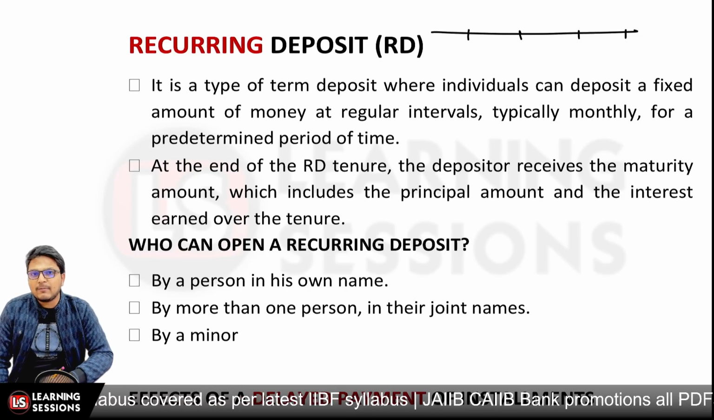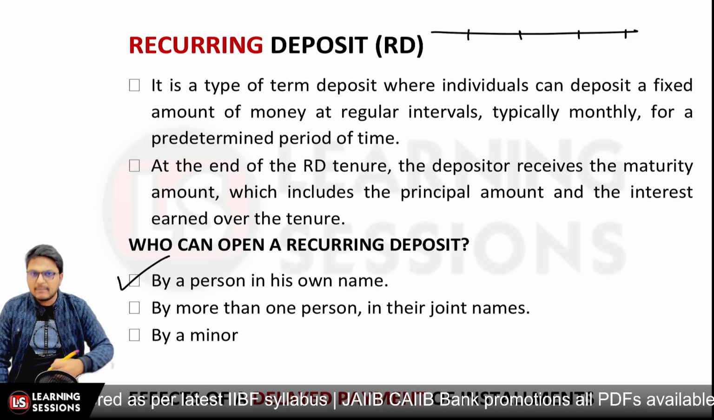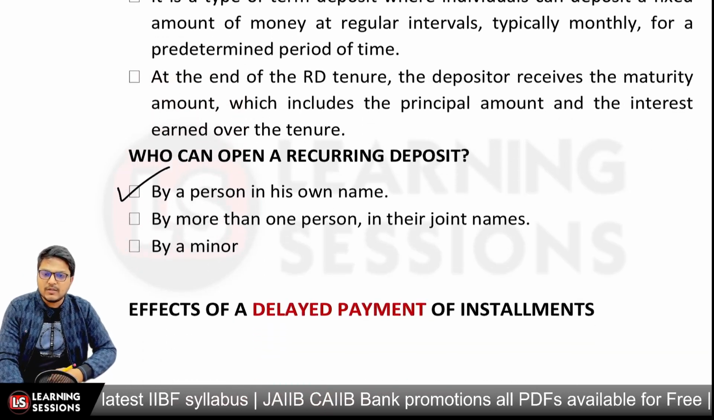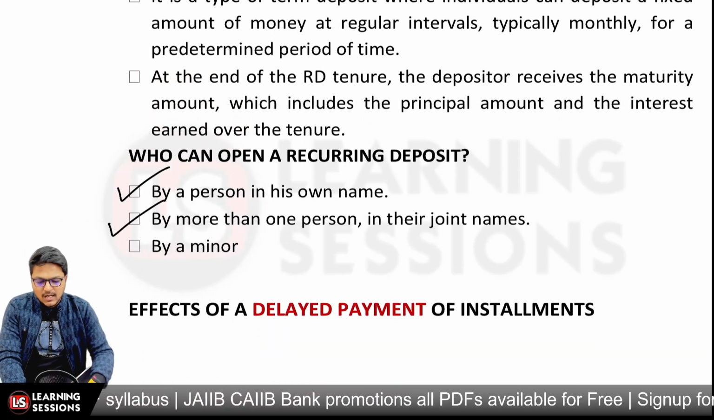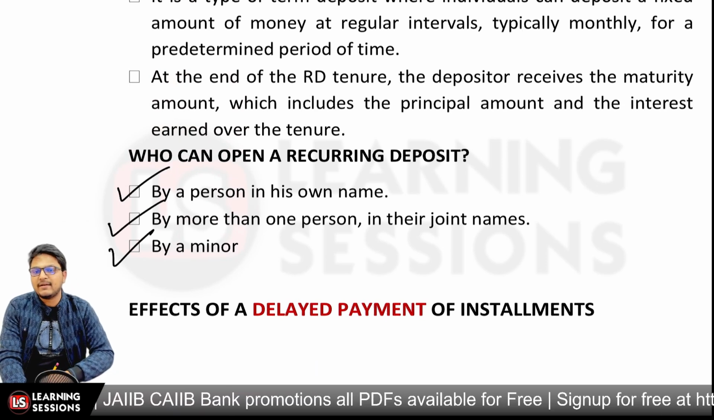And who can open a recurring deposit account? A person can open a recurring deposit account in their own name, and it can also be in joint names. A minor is also allowed to open a recurring deposit account.